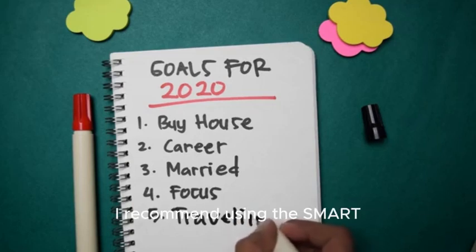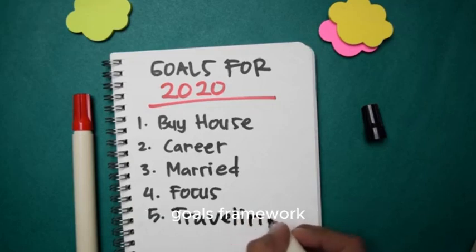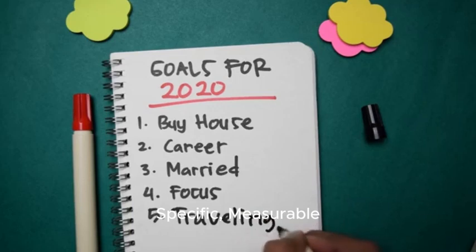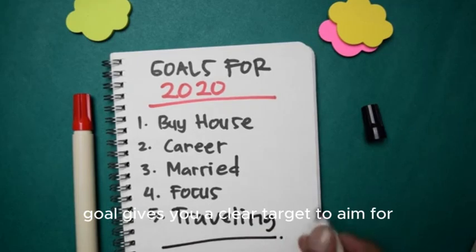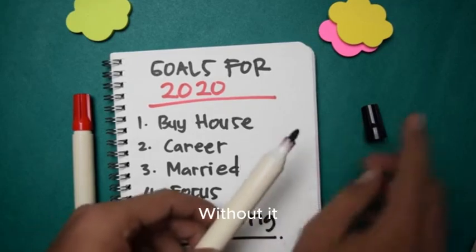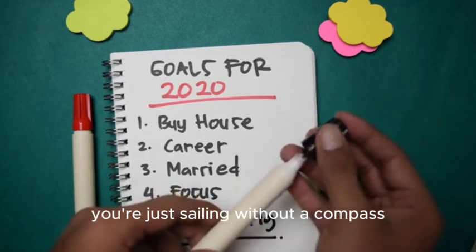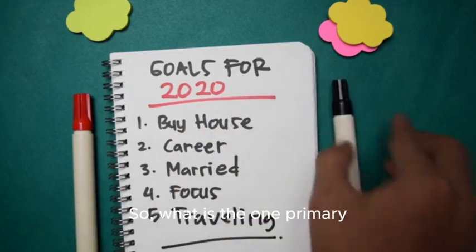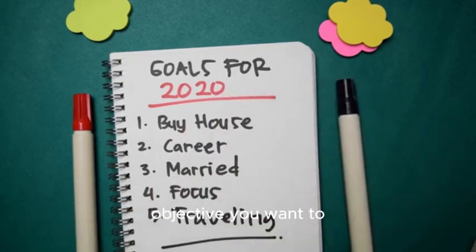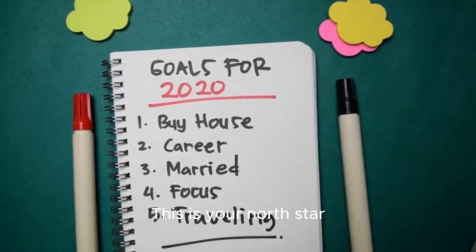I recommend using the SMART goals framework. Specific, measurable, achievable, relevant, and time-bound. A SMART goal gives you a clear target to aim for. Without it, you're just sailing without a compass, and you'll have no way to know if your project was actually a success. So, what is the one primary objective you want to achieve with this project? Write it down. This is your North Star.